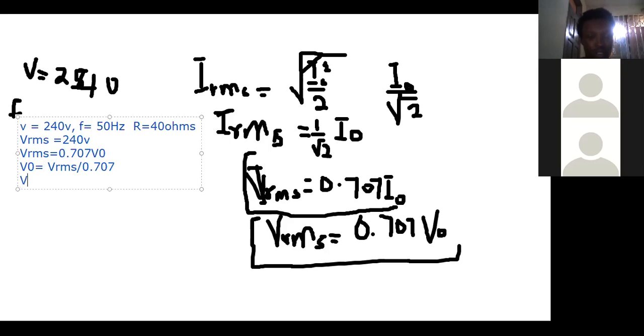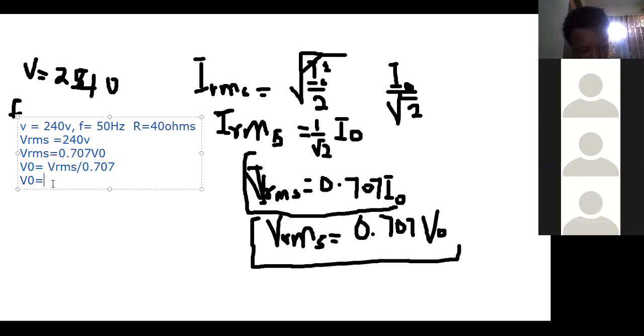This is not difficult. When you're doing the theory, it seems difficult, but it's not difficult. What are you getting? We know our VRMS is 240 volts. What are you getting, please? 339.4625. So 339.4 some, so let's say 339 volts.